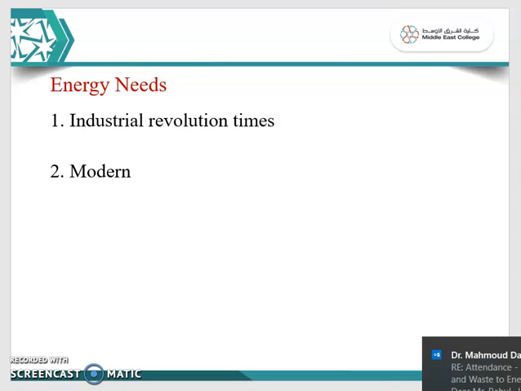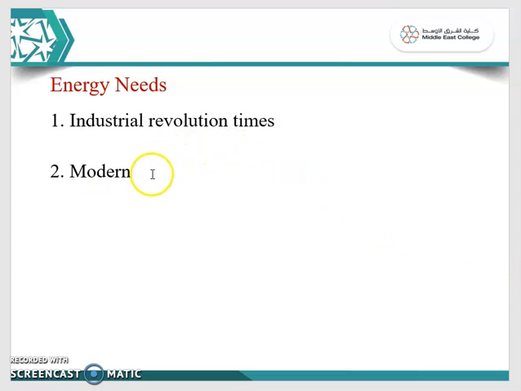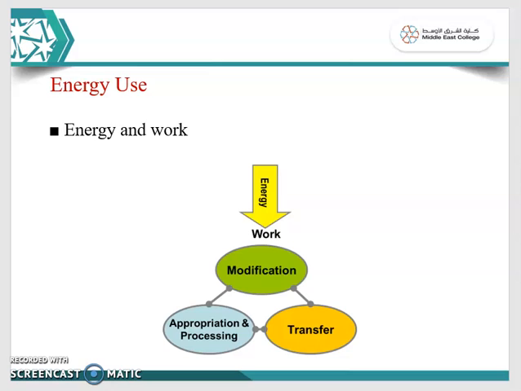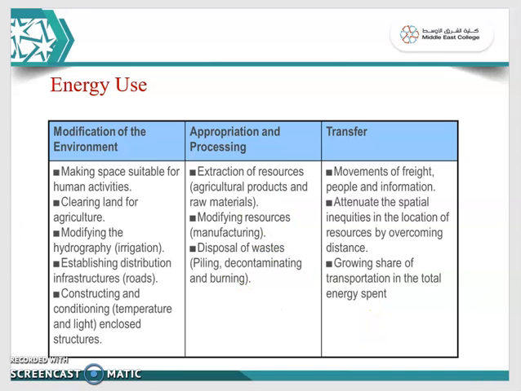Now, the industrial revolution times and modern industry. You all know this: energy use, energy and work. Energy use involves modification, appropriation and processing, and transfer. These are the basic uses of energy, and this is what we are going to discuss more in class.